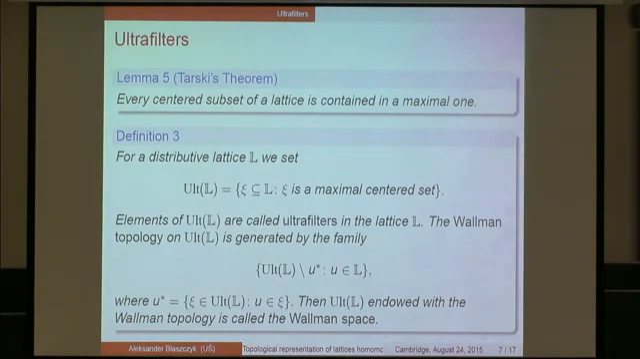Elements of ULT of L, its usual abbreviation, usual notation, is called the set of ultrafilters. And the topology on the set of ultrafilters, the so-called Wallman topology, is generated by all the complements of sets of the following type. I mean, U star is the set of all ultrafilters in which U is an element.